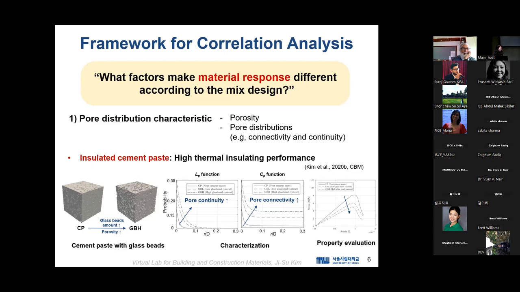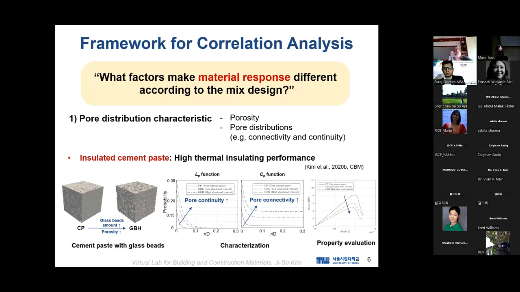To investigate the effect of the pore distribution on the mechanical properties, we generated two different types of cement paste: an insulating cement paste, which has high thermal insulating performance. We generated the cement paste with and without glass beads. On the left side figure, we can see the neat cement paste with fewer pores. But in the right side figure, we can see the cement paste with a lot of pores inside the specimen. Using these two different types of specimen, when we characterize the microstructure of the pore distribution, we can obtain the different behavior of the pore connectivity and pore continuity using the probability-based analysis.